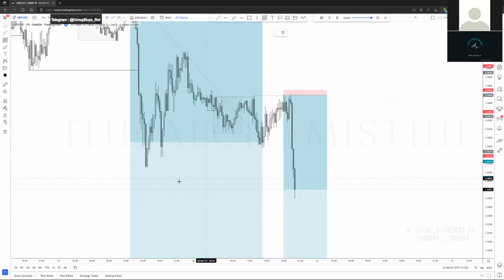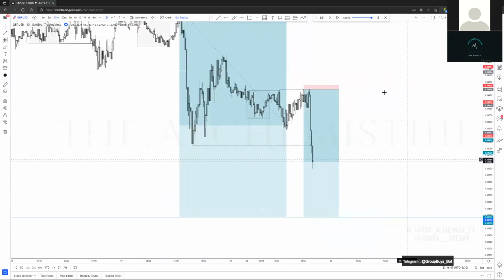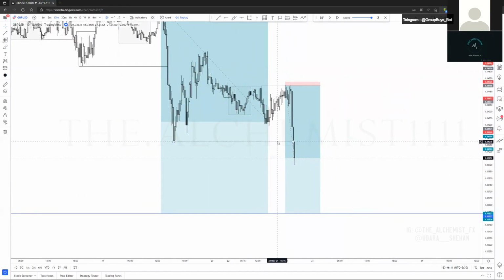So what you could have done is taken your partials here, and then left a runner into this. The same way, you wait for next day's Asia to end, and you look for another setup.